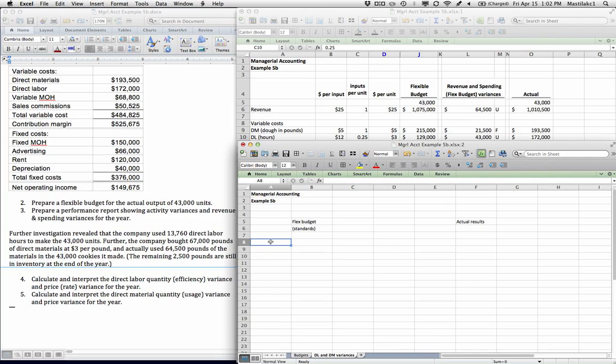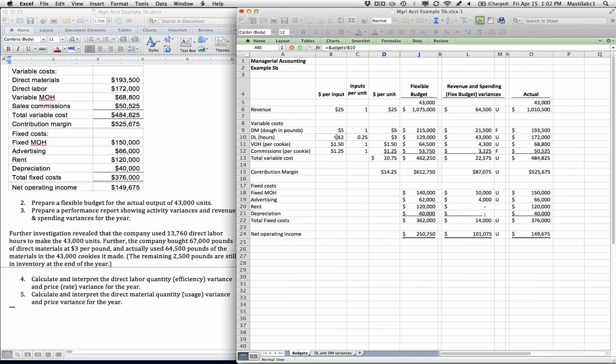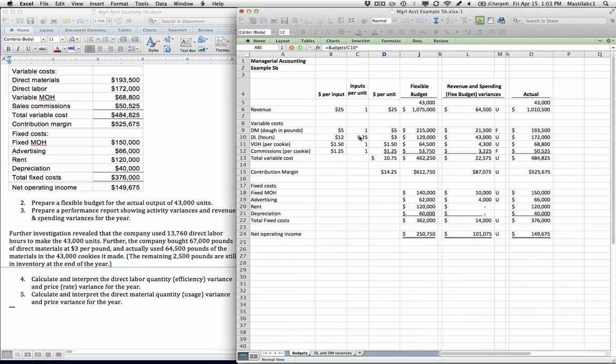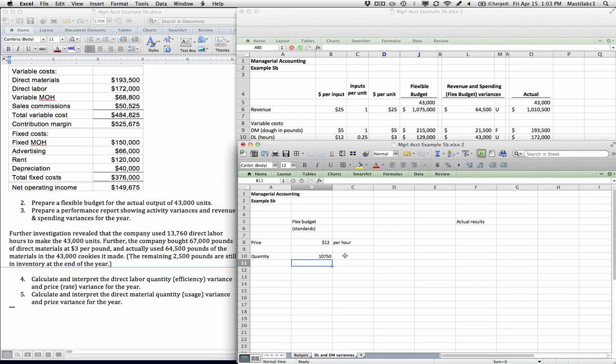So I'm first going to put the price, which is $12 per hour. And then we want to think about the quantity. How many hours should we have used? We should have used 0.25 hours per cookie times 43,000 cookies. So our budgeted or standard quantity of hours should be 10,750 hours. This concept here, the number of hours we should have used to make the actual output, is called the SQ, the standard quantity.